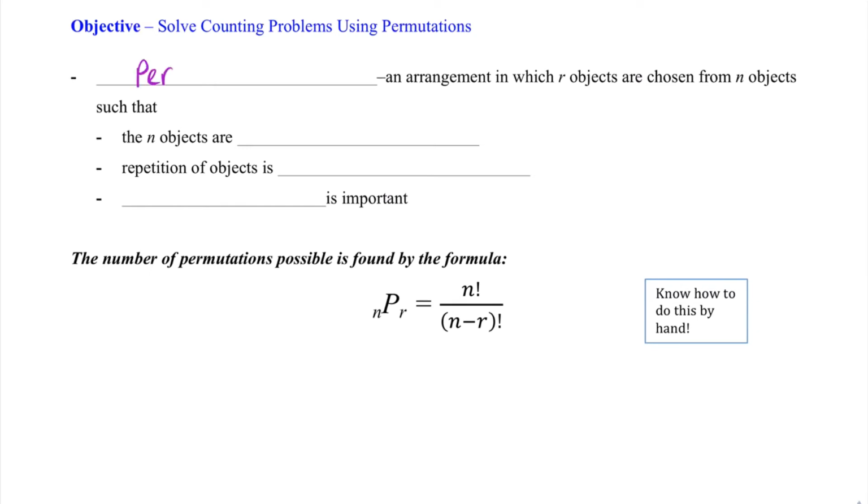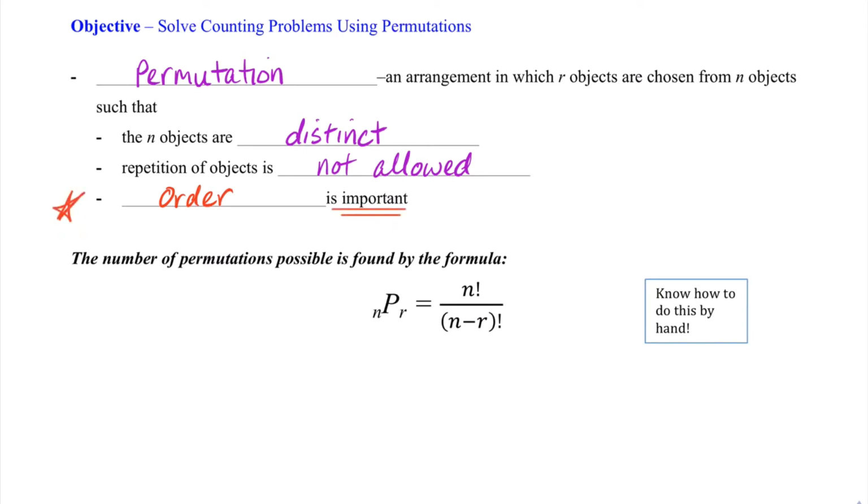Well, to define a permutation, that's an arrangement in which r objects are chosen from n objects, such that the n objects are distinct, repetition of these objects is not allowed, and order is important here. Let's draw a little emphasis towards that order aspect, because later we're going to discuss combinations, and order is the distinguishing piece between permutations and combinations. But we'll explain that, of course, with some examples.